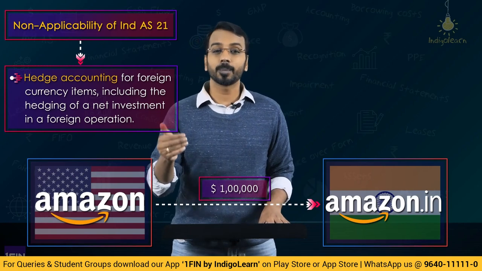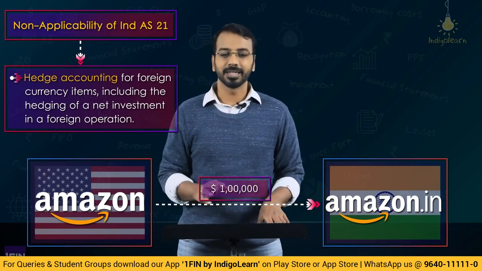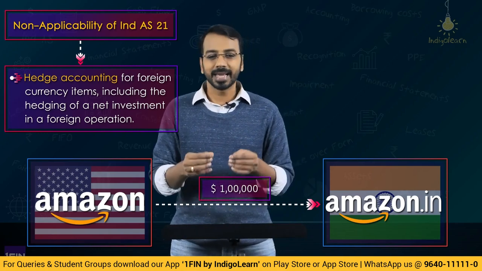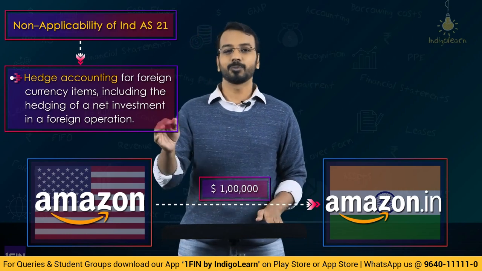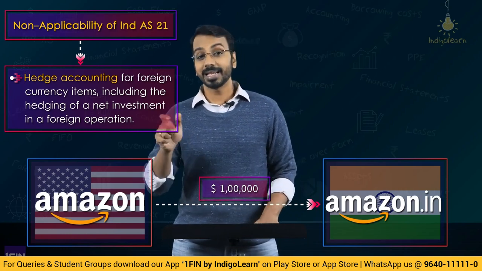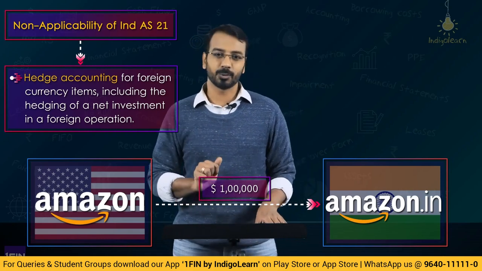They may take appropriate hedges to safeguard their investment in the Indian entity. So, basically, the risk associated with currency fluctuations can be avoided if they take a proper hedging position. Now, that hedge accounting part is covered under Ind AS 109 and not under Ind AS 21.